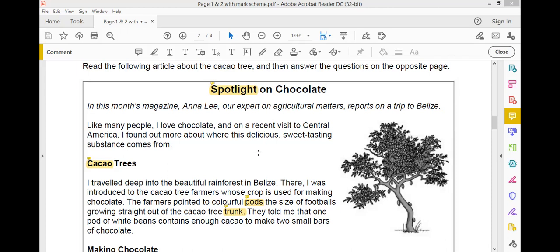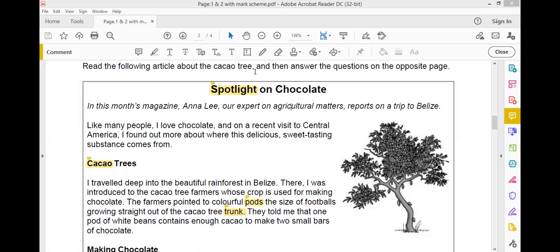Moaz, continue. There I was introduced to the cacao tree farmers whose crop is used for making chocolate. What do I mean by cacao? Cacao, as we know, is a tropical tree with seeds that are used to make the hot drink, chocolate. The farmers pointed to colorful buds the size of footballs growing straight out of the cacao tree trunk. They told me that one bud of white beans contains enough cacao to make two small bars of chocolate.